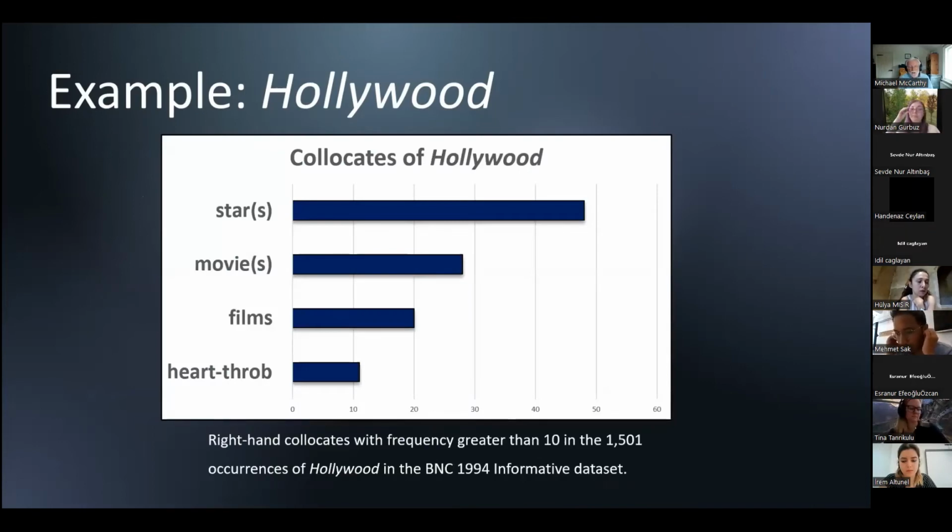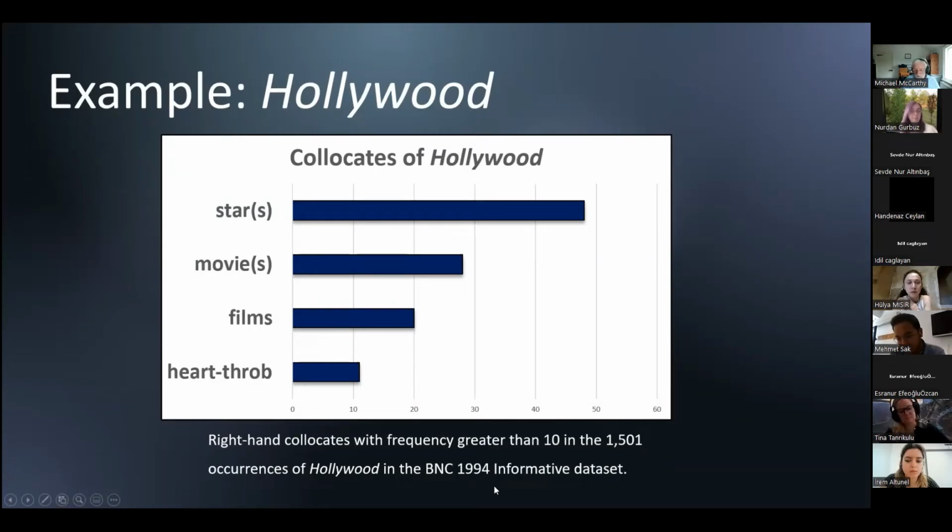This graph here shows the typical collocations which we find with the word Hollywood. The most frequent collocation is Hollywood stars or star. The second most frequent collocation is Hollywood movie. The third is Hollywood films. And the last there is Hollywood heartthrob. There are, of course, other collocations, but I've just taken the 4 collocations which occur more than 10 times here. These are right-hand collocates with frequency greater than 10.